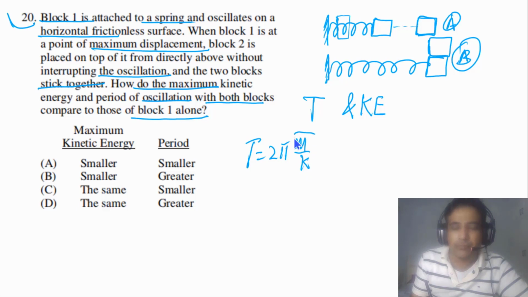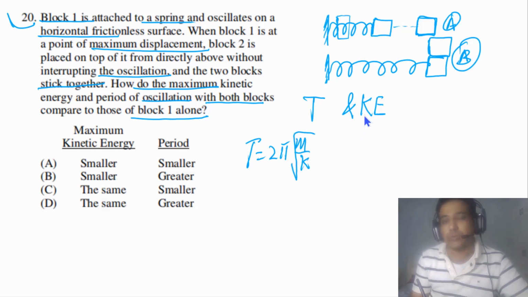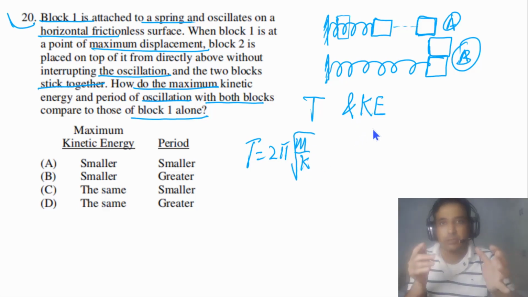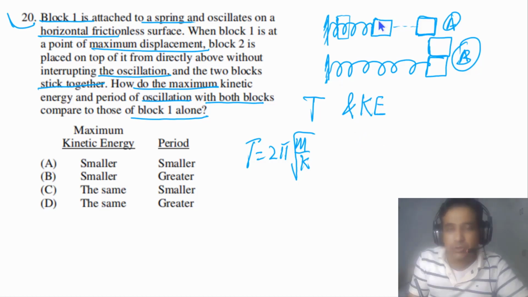So 2π√(m/k). And kinetic energy, we need to understand: kinetic energy is the energy of the spring-mass system when the block is at this point, and at this point the speed is maximum. So at equilibrium, kinetic energy is also maximum.